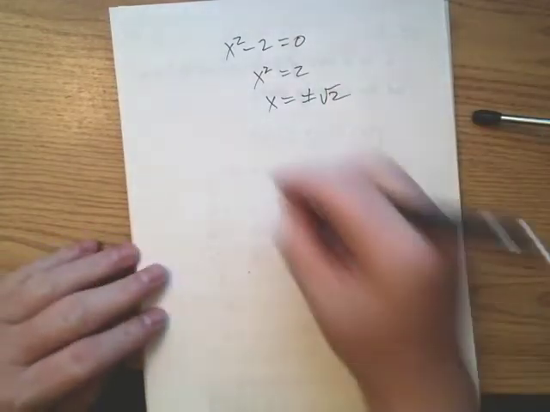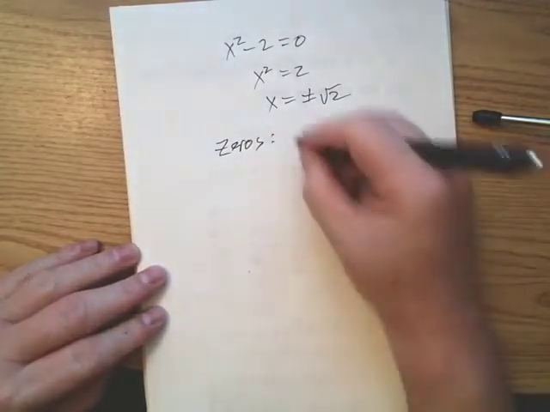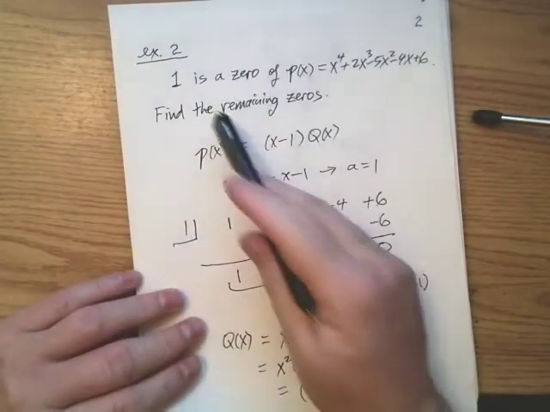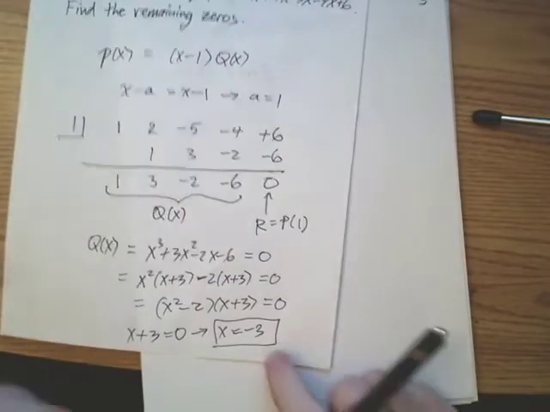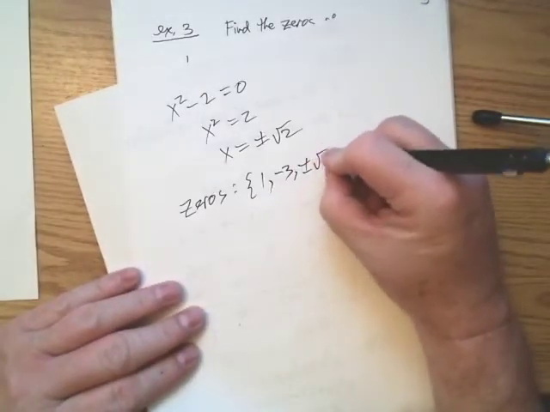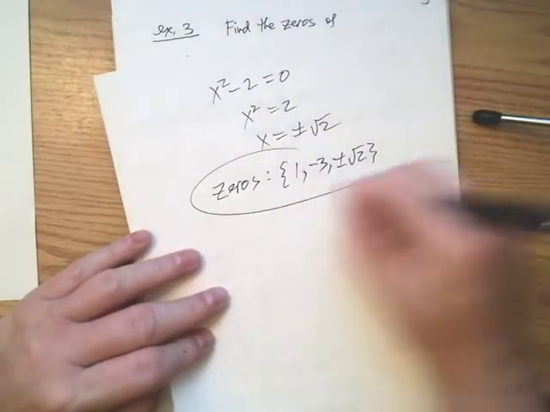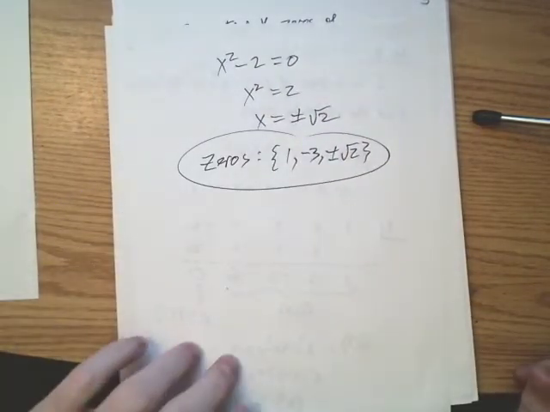So what are the zeros of my polynomial? The zeros are, let's write them as a list here. I think we started out, we had what first? 1. And then the next one I found was negative 3. Okay. And then plus or minus the square root of 2, for a total of how many zeros? 4 zeros. Okay. You ready?